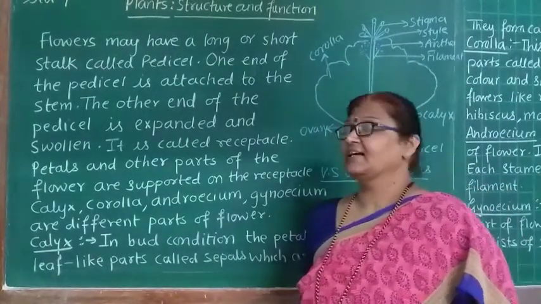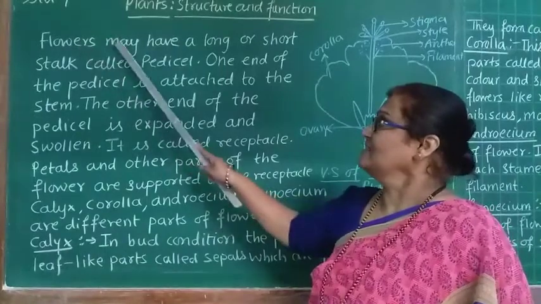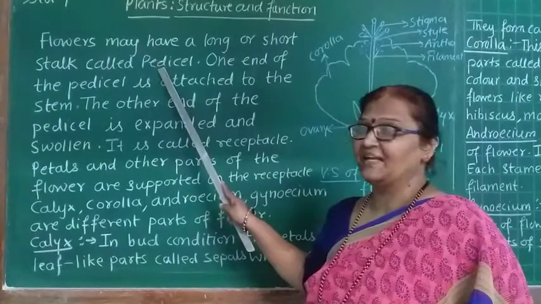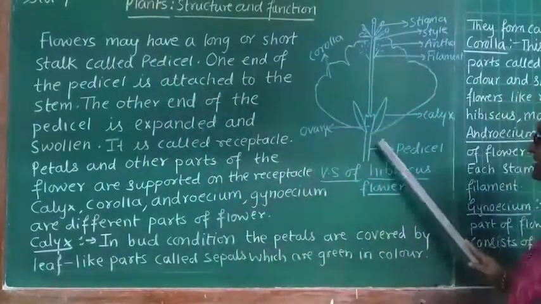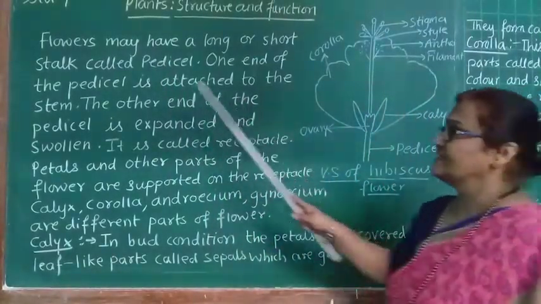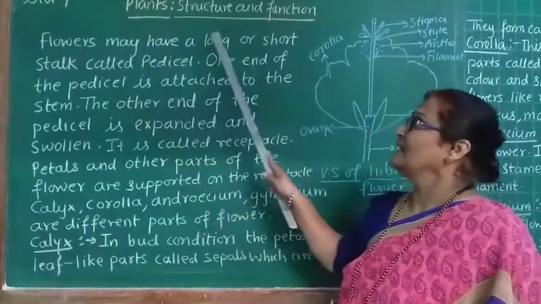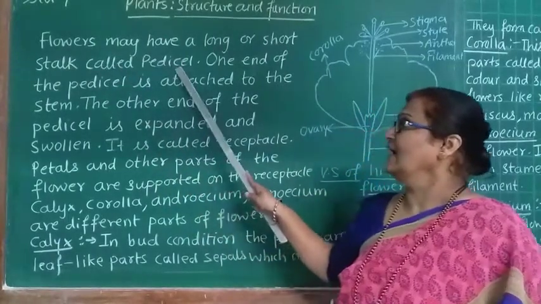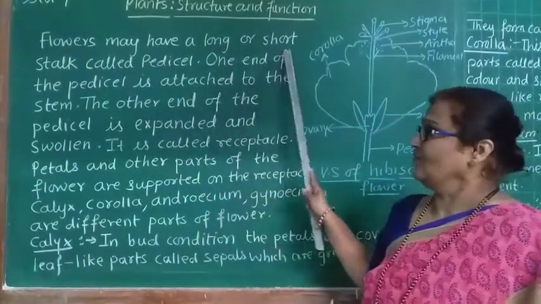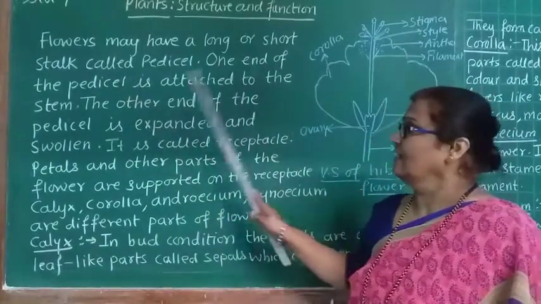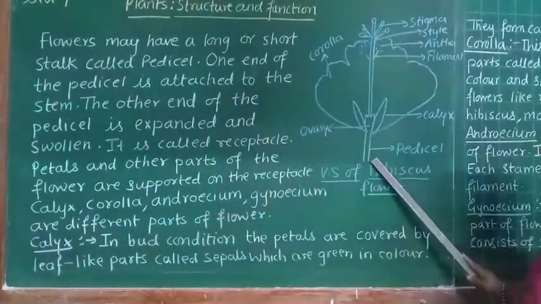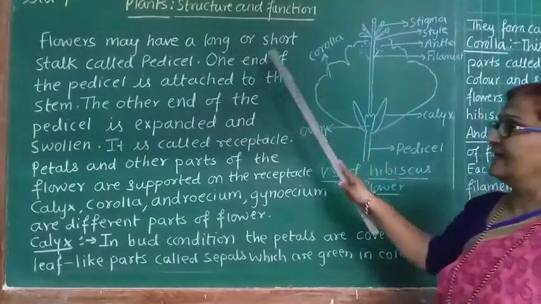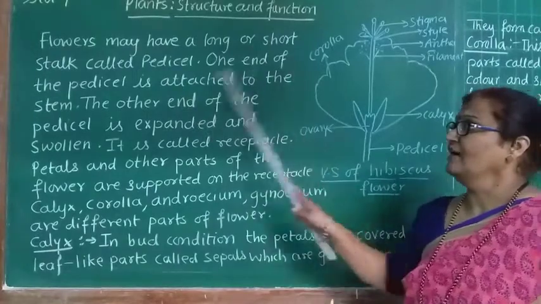Now, what does it contain? Flowers may have a long or short stalk called a pedicel. See, this is the pedicel. Flowers may have a long or a short stalk which is called a pedicel. One end of the pedicel is attached to the stem. Now this end is attached to the stem.